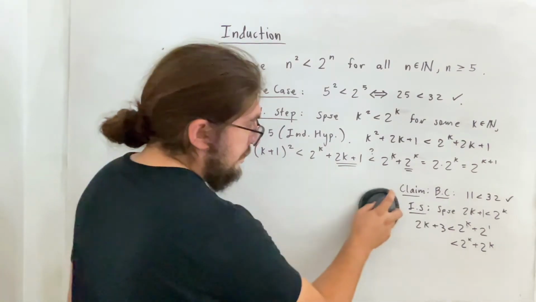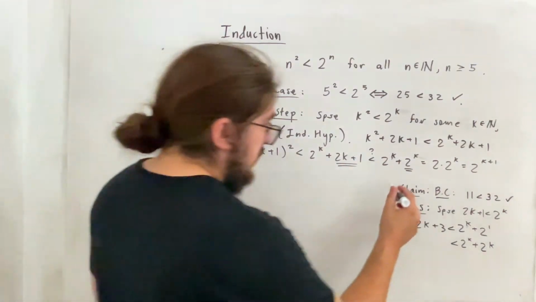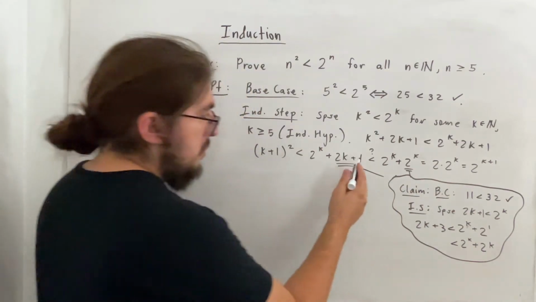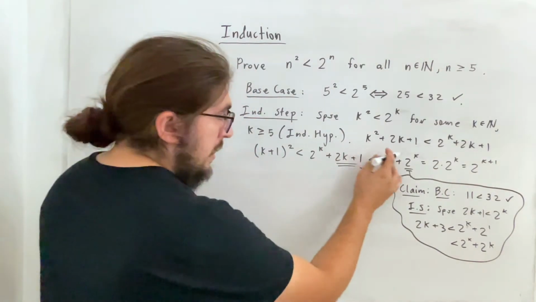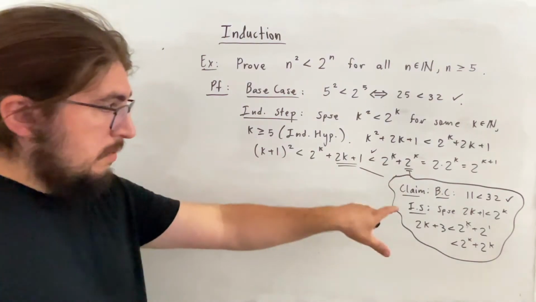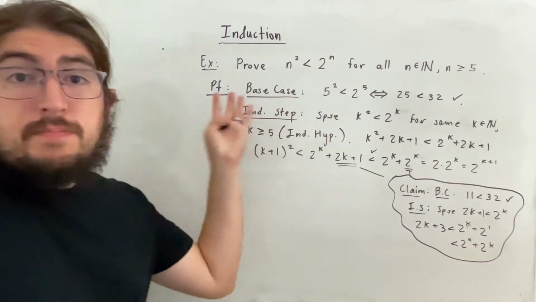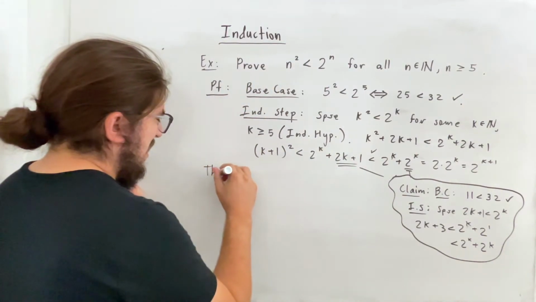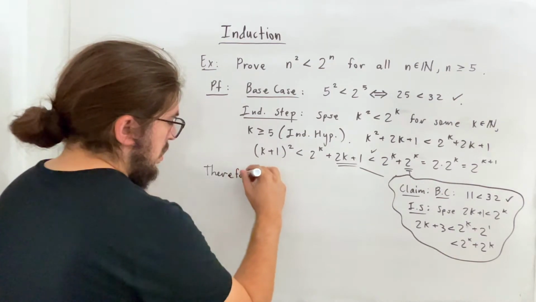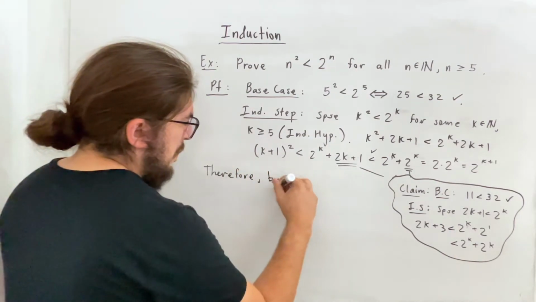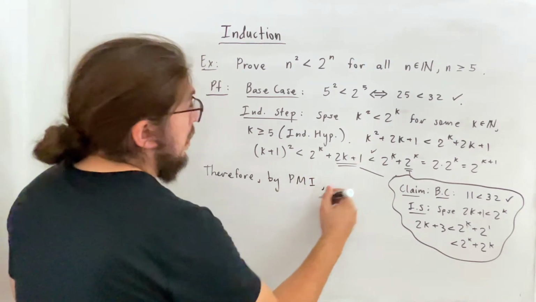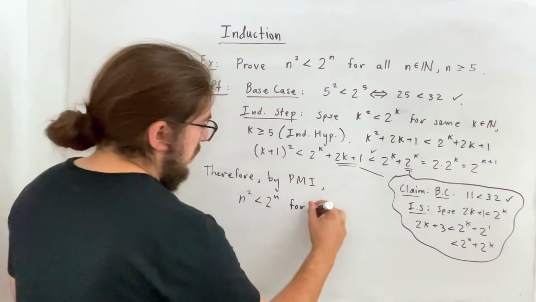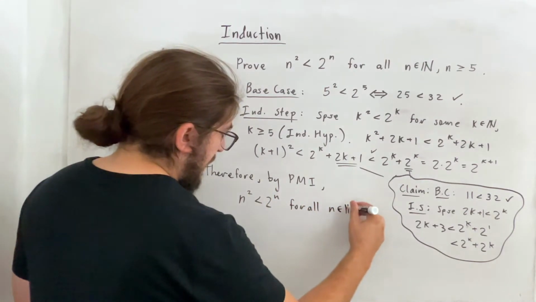So I'm going to erase this. We've figured out this is definitely true. And again, the claim was that 2k plus 1 is less than 2 to the k. That's for sure true, so that's been proven within that claim. And then we're done. We've proven what we've been asked to show. So let me just say, therefore, by principle of mathematical induction, n squared is definitely less than 2 to the n for all natural numbers n where n is greater than or equal to 5.